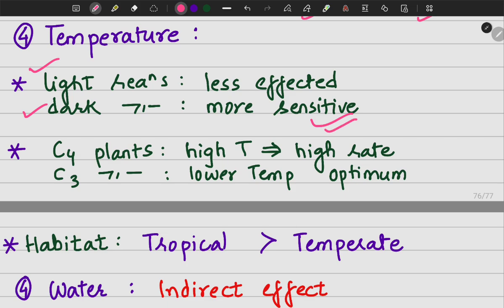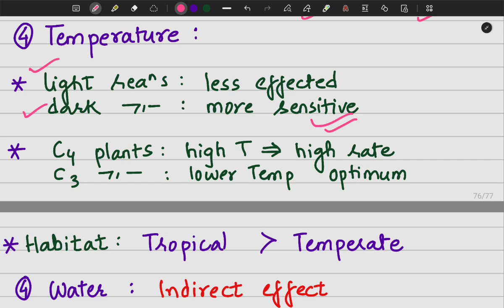Therefore, the C4 plants show higher rate of photosynthesis at high temperature, and the C3 plants show higher rate of photosynthesis at low temperature only. Because we know that the C4 plants are adapted to grow at dry and hot climate, they are able to tolerate the high temperatures, so they are able to carry on photosynthesis at higher rate in higher temperatures only.